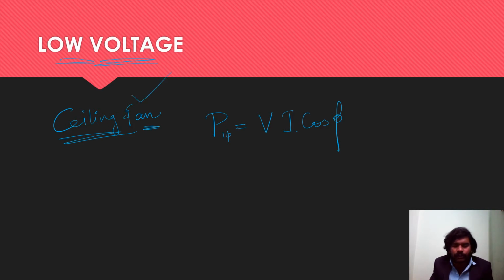What's wrong with the ceiling fan? Now let's examine the power consumed by this ceiling fan. It's a single phase device, so the power in this single phase circuit is equal to voltage into current into the power factor of that equipment. It may not be just a ceiling fan. I'm talking about any single phase circuit, any single phase device that we normally use in your home.